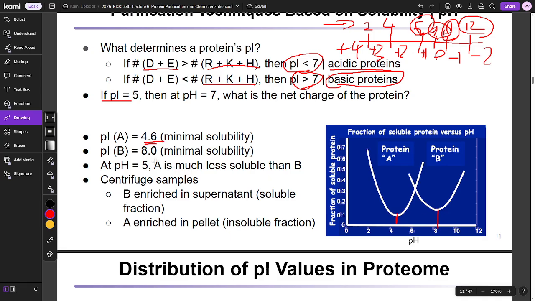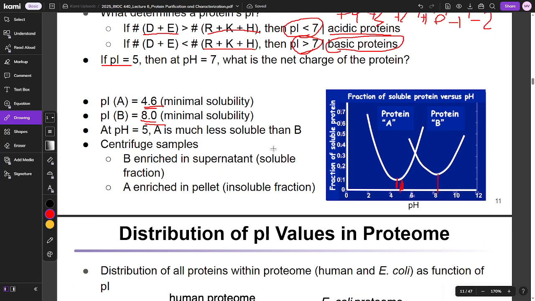For this one it's around 8. And then at pH 5, A is much less soluble than B. So A at 5 is around here. That makes sense, because protein A's pI is 4.6 and protein B's is at 8. If it's closer to the pI, the more neutral the protein is going to be. So that's how that works.